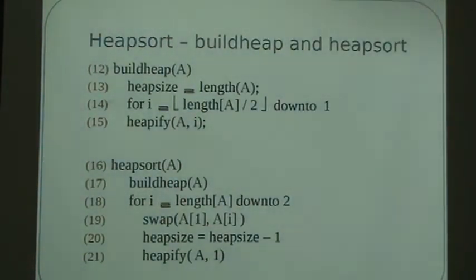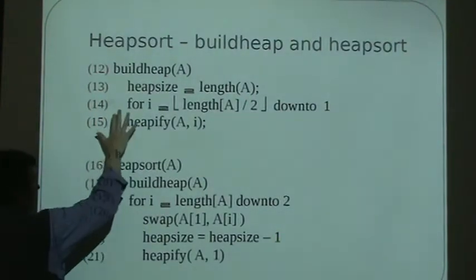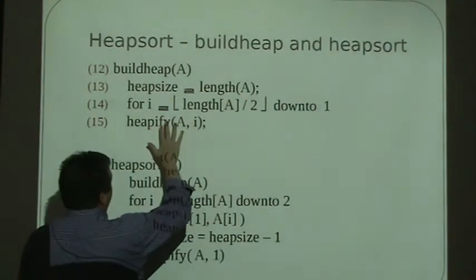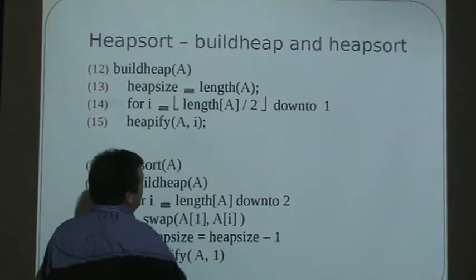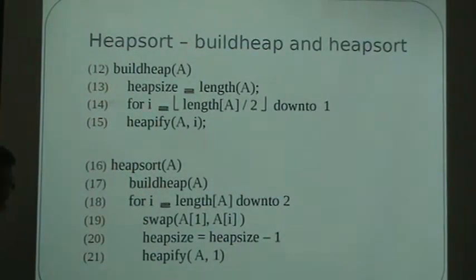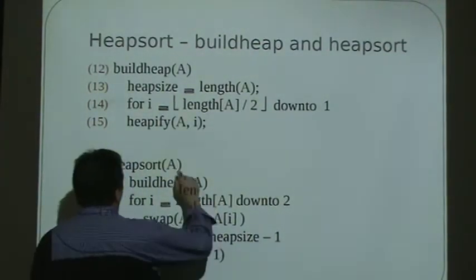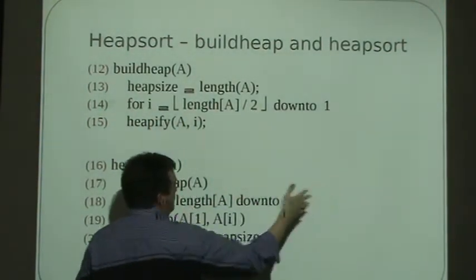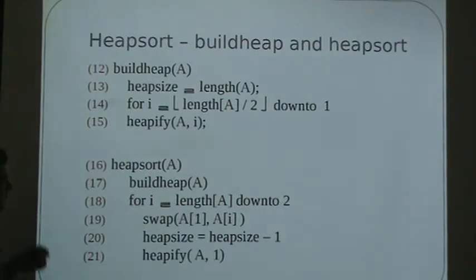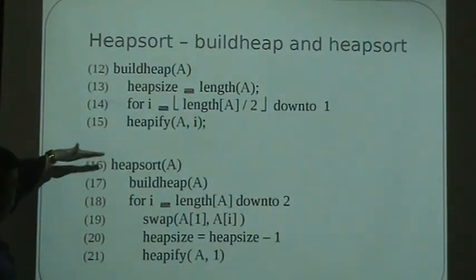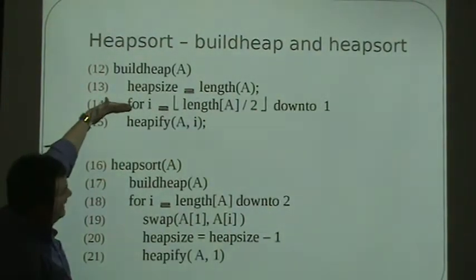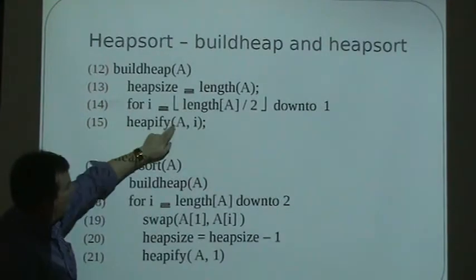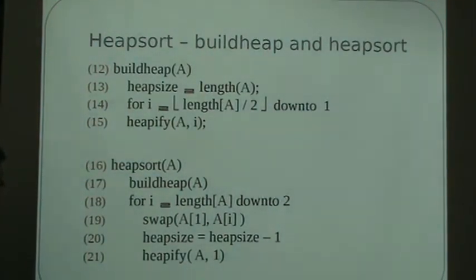So to build the heap, we're going to call a method called build heap, which will say from i equals the length of the tree divided by 2, all the way down to 1. So basically it's all the indices that have children, and we're going to call heapify on those. And that's how we're going to build our heap.